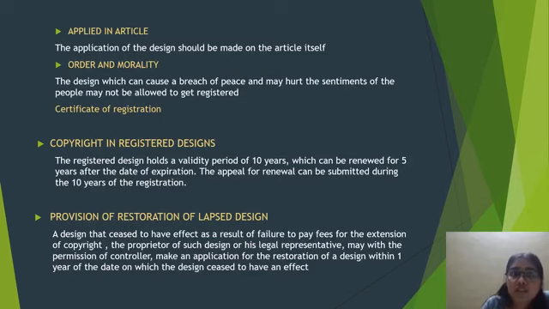Now, the next requirement is that it must be applied to an article. There must be an application of the design on an article. The application of the design should be made on the article itself, and this is the next requirement of registration. Now the last requirement is order and morality. A design which can cause a breach of peace or may hurt the sentiments of a person may not be allowed to get registered. So it must not be in contravention of order and morality.